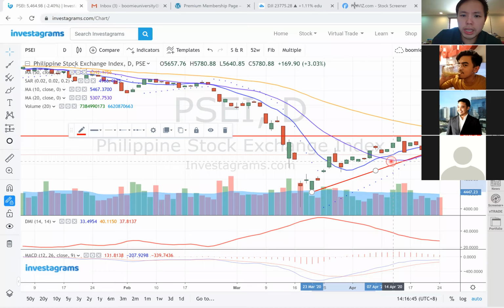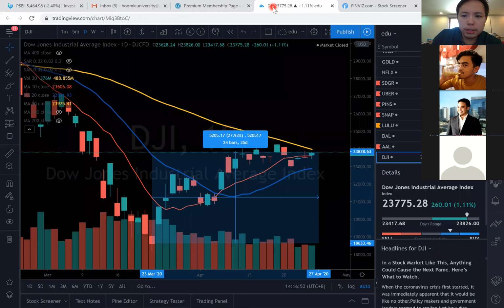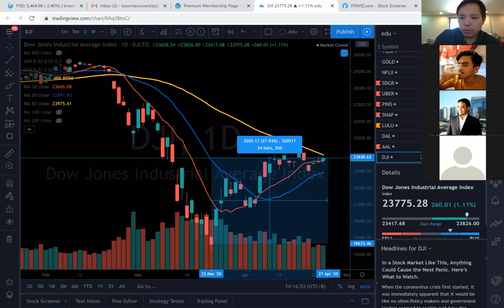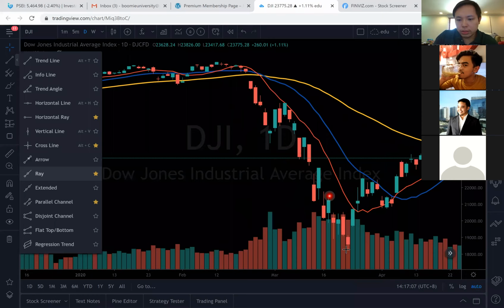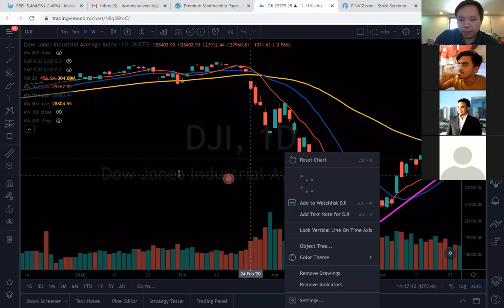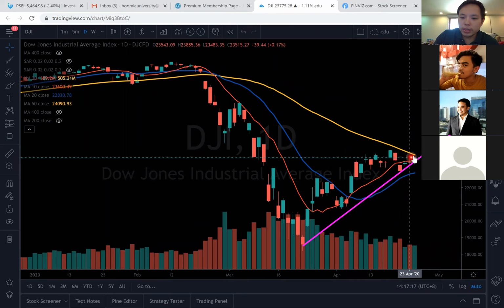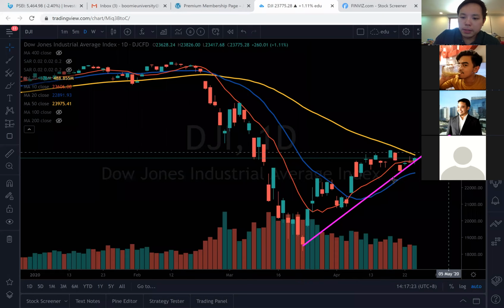Same goes with the Dow Jones. It will be the same. Nakaharang itong mga mukha natin. So, there's a ray here. Yan. So currently, nandiyan pa siya. But you can see this 50-day moving average is at that resistance level. Okay? So what will happen is, di ba, tinatanong niyo kung ano yung mangyayari.